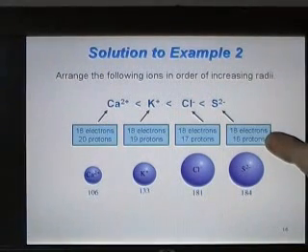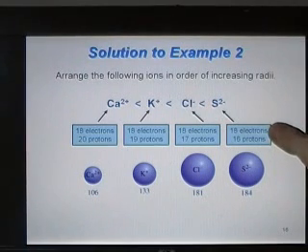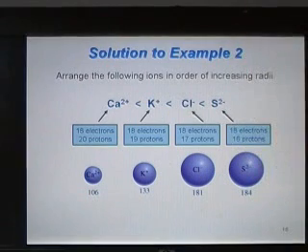Since S2- has 2 more electrons than protons, those protons aren't going to pull very efficiently on those outermost electrons. So S2- should be the biggest of all 4 of these ions. Cl- should be the second one because it only has 17 protons pulling on its 18 electrons.